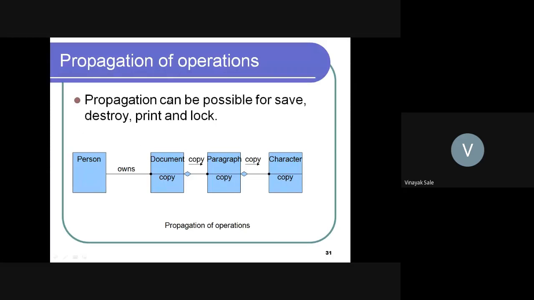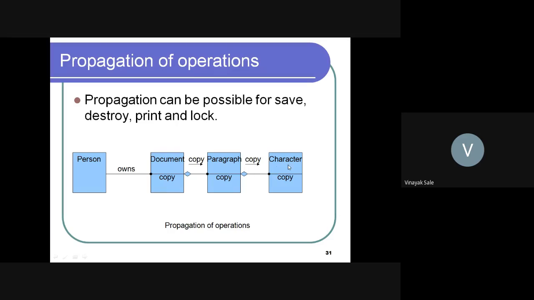Suppose this is a propagation. A person has their own document. This document is copied from paragraphs. These paragraphs are copied from characters. So it goes only in the forward direction, not in the reverse direction.